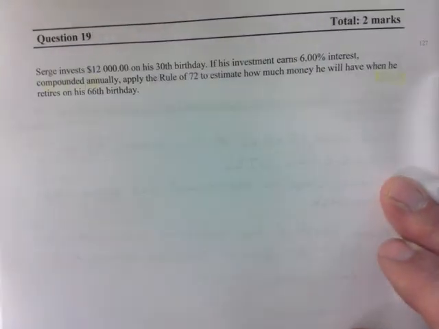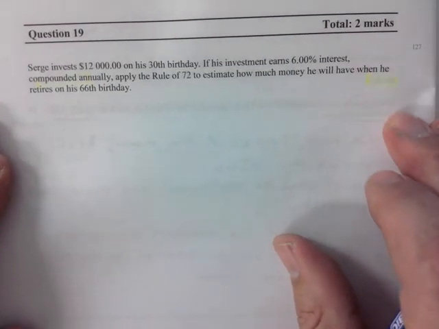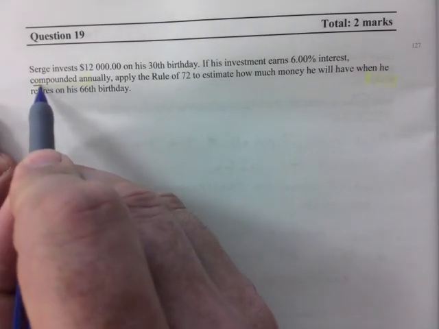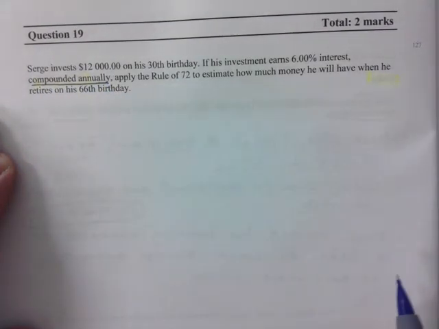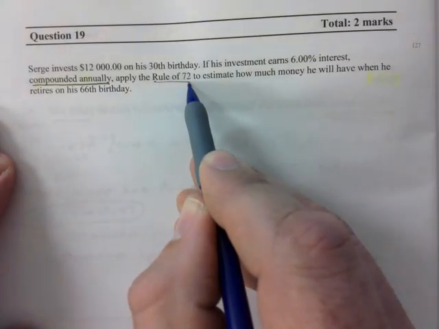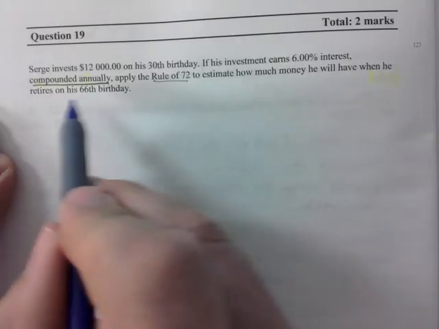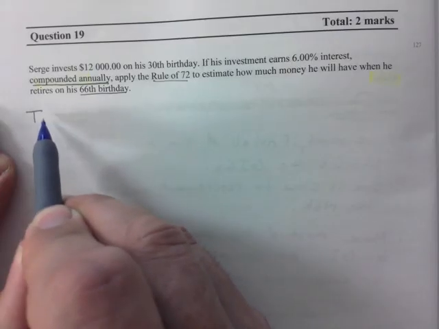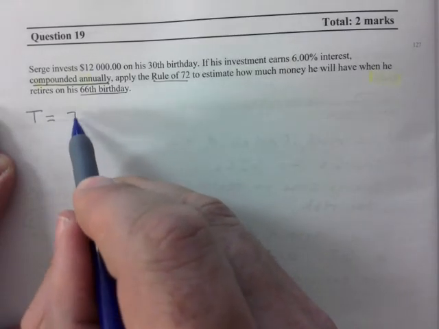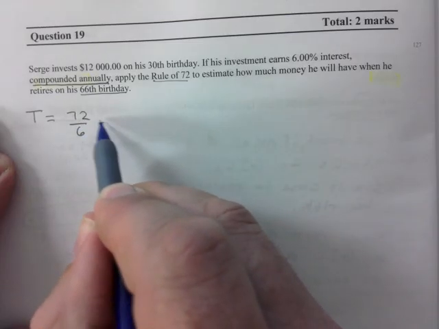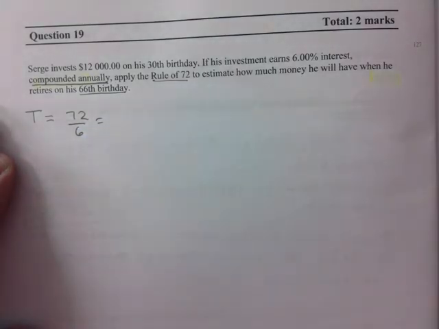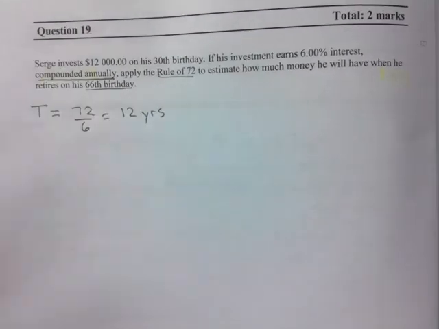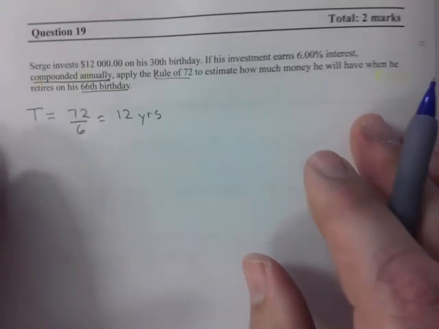Serge invests $12,000 on his 30th birthday. If his investment earns 6% interest, compounded annually, there's the word compounding, can't use simple interest. Apply the rule of 72 to estimate how much money he will have when he retires on his 66th birthday. First and foremost, let's figure out the doubling time. 72 divided by 6. You get 12 years. So you're actually finding the amount of time to double.